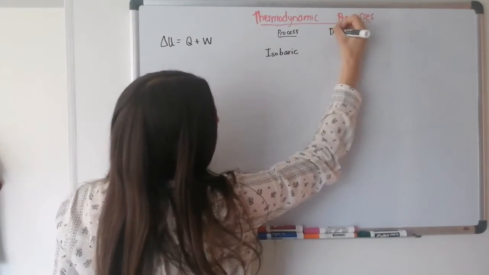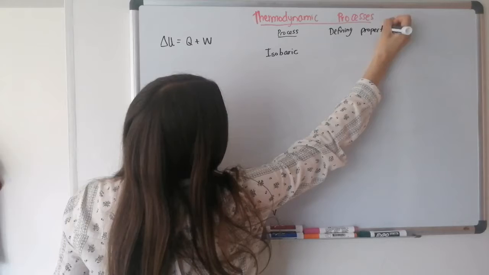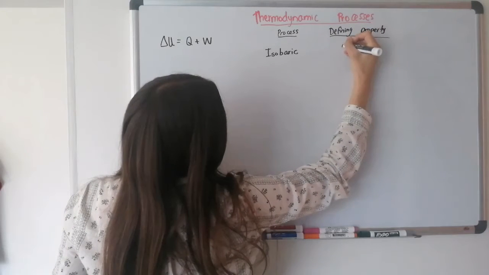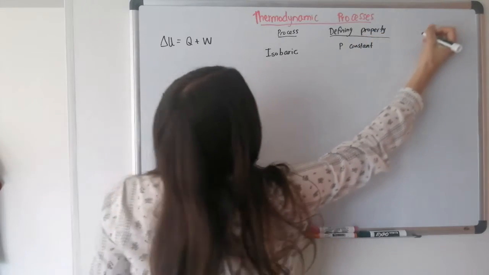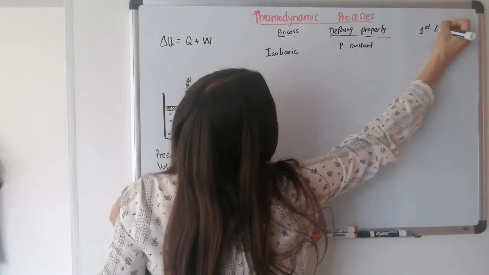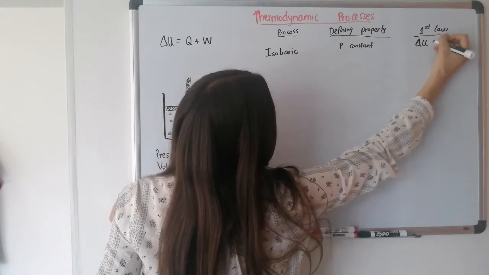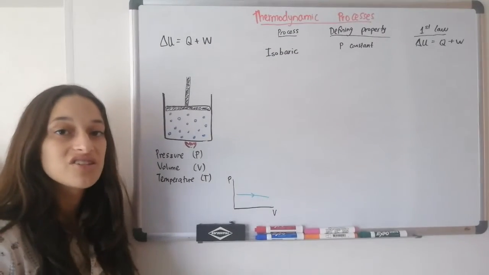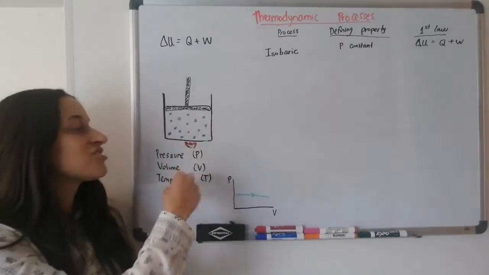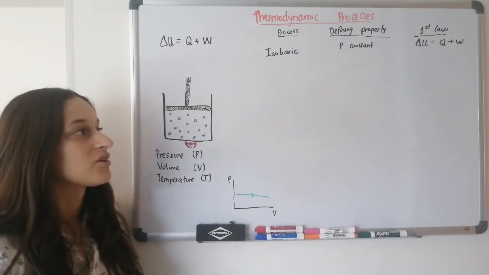So the defining property, let me write it here. Defining property of an isobaric process is that the P is constant, right? Constant pressure. So the first law of thermodynamics would look just like normal. The change in internal energy of the gas would be given by the heat added to it plus the work done on it. Notice that in this case, work is not done on it, but the gas does work itself. So that W will be negative. We'll look at that better in a second.